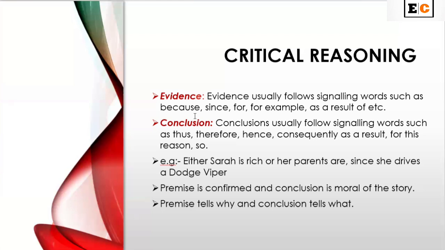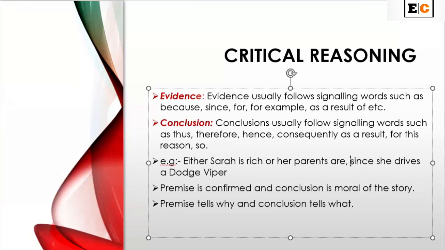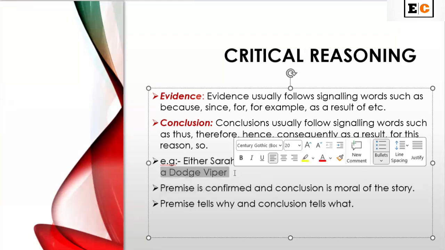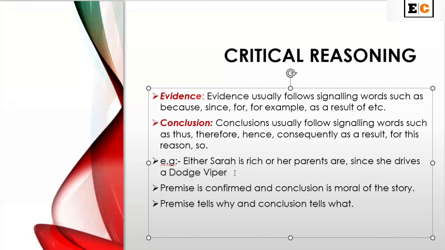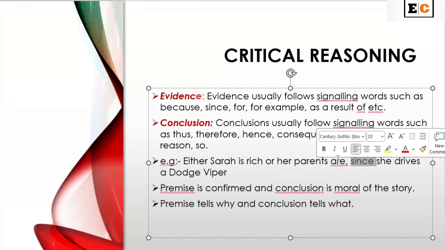Moving further, let us understand with one example how to find premise and conclusion. Either Sarah is rich or her parents are, since she drives a Dodge Viper. In this sentence, after the since part, since she drives a Dodge Viper, since is the marker of evidence or premise.